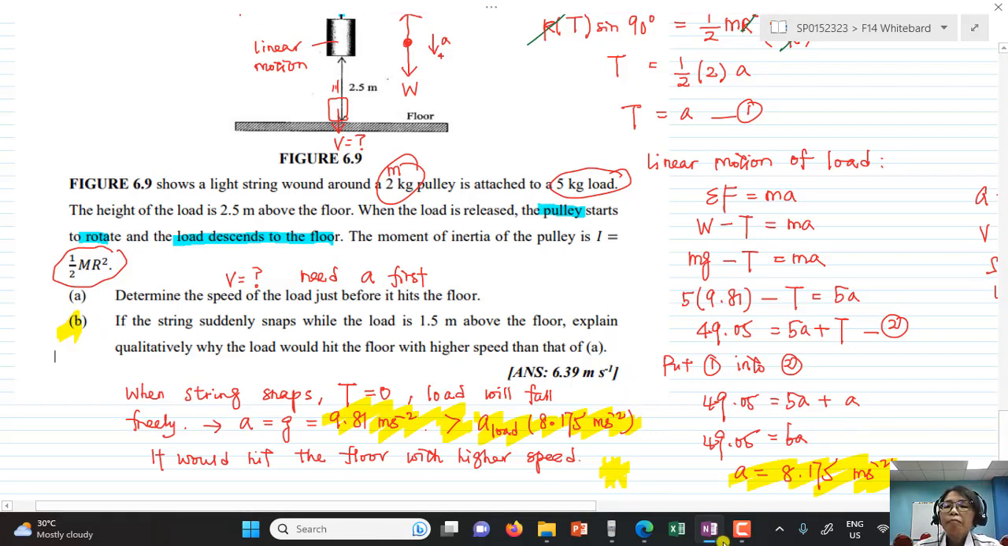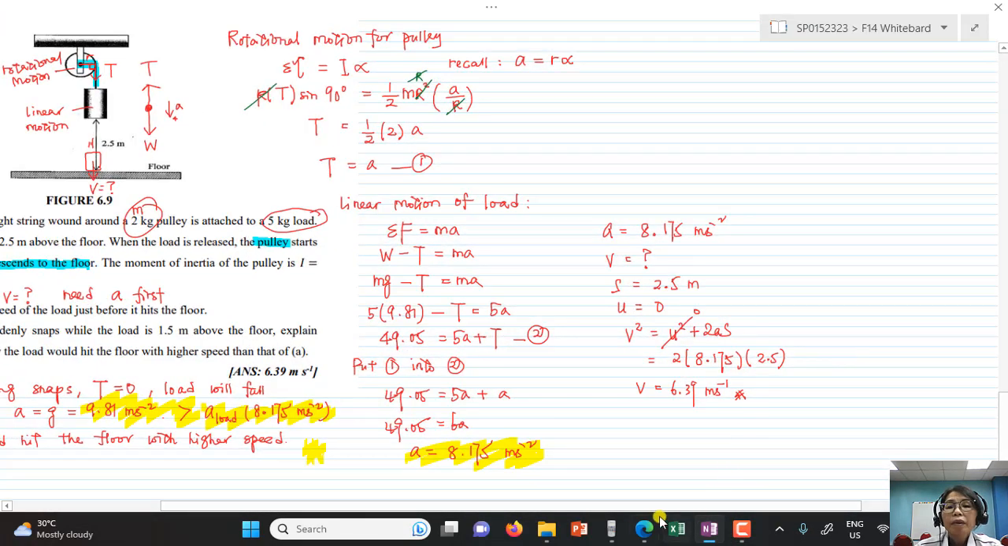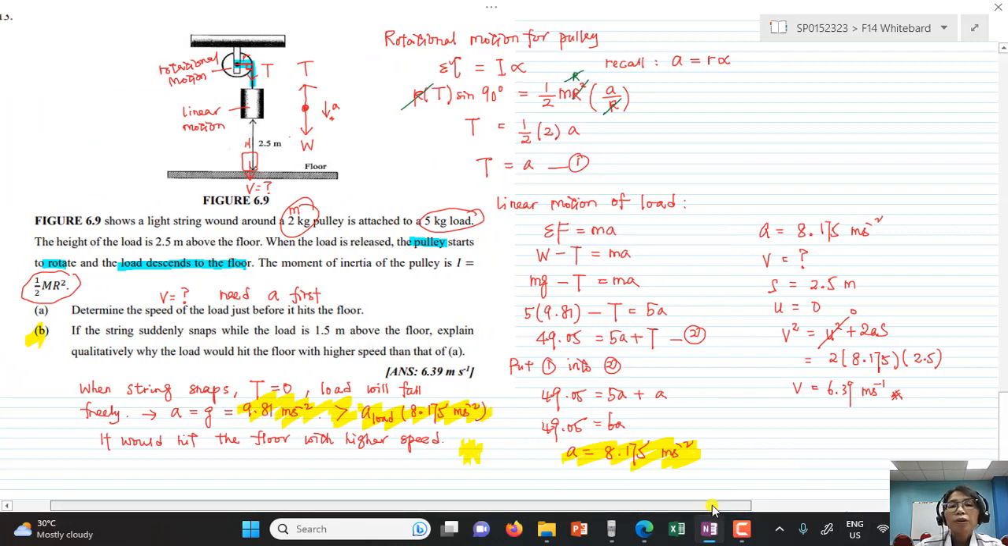Okay? Just make it smaller so that you can see the whole question's solution.